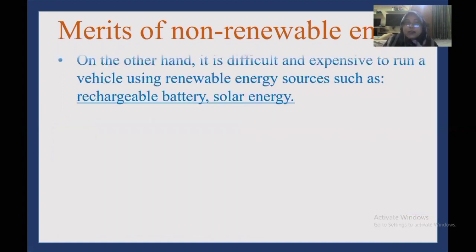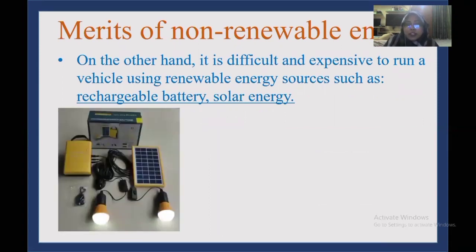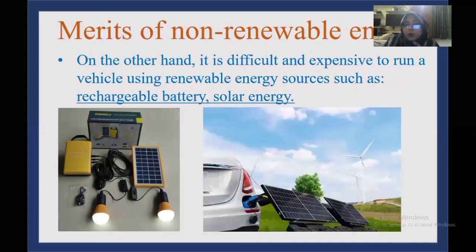Whereas it is difficult and expensive to run a vehicle using renewable energy sources such as rechargeable battery, solar energy. Like you are watching in this picture a battery, and this type of solar battery on a huge scale is used in a car so that it can gain energy to run the engine. But basically this is very cost ineffective, very expensive also.